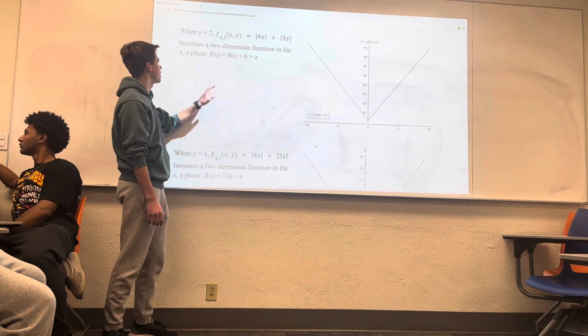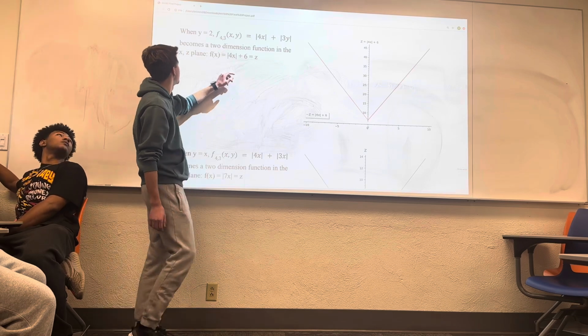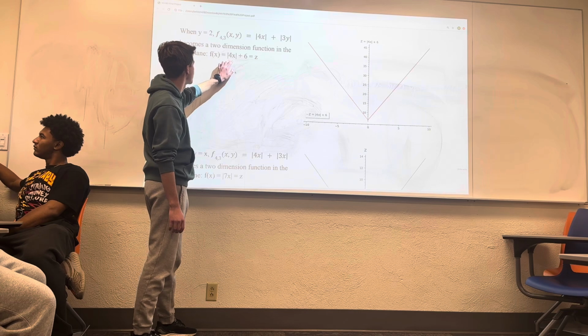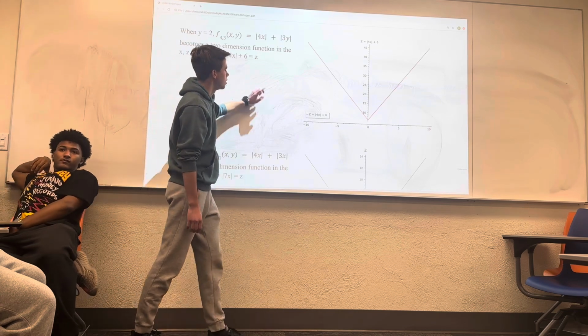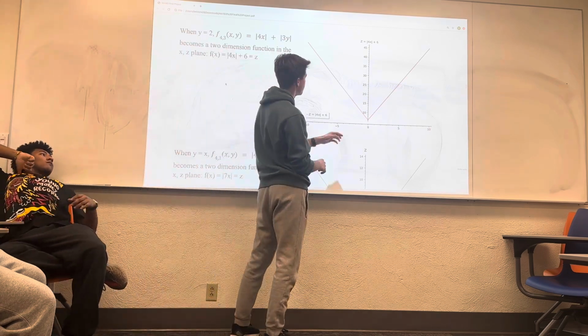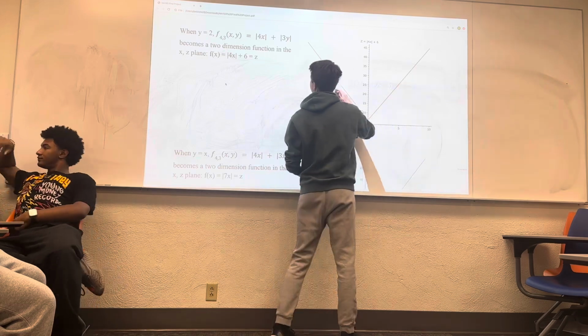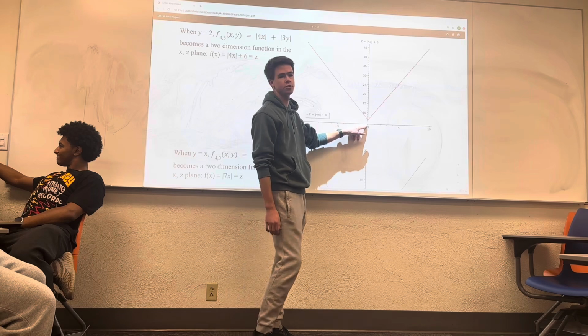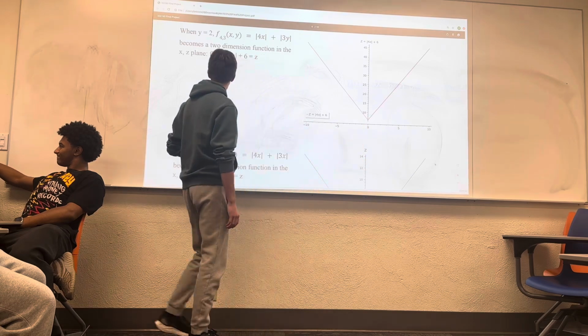This red graph has a very similar behavior when we set y equal to 2, so we end up with f of x equals the absolute value of 4x plus 6. We see the same type of thing where the slope is now 4 and negative 4. It's an absolute value, so we have the V, and again, it doesn't intersect the origin, so we never hit 0. We can go on to the next one.